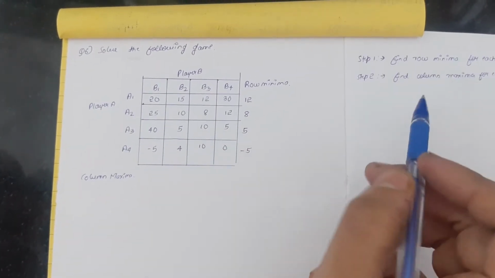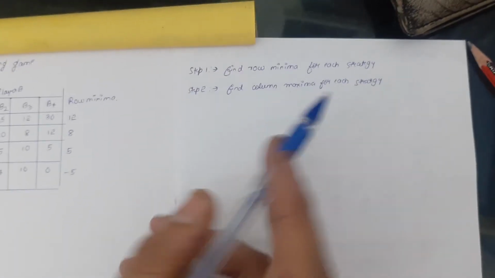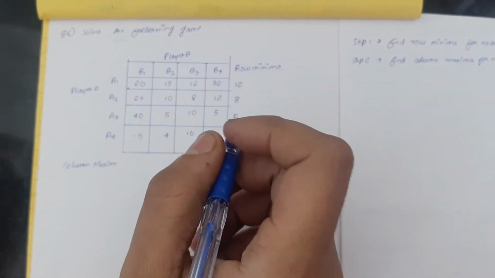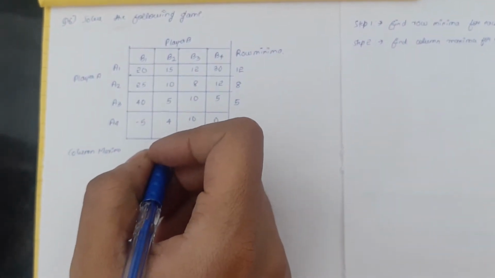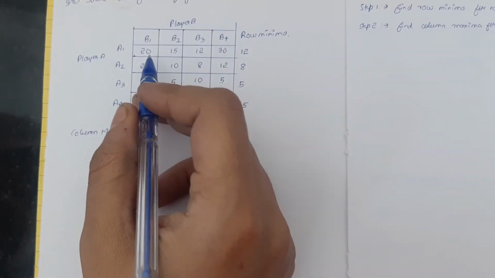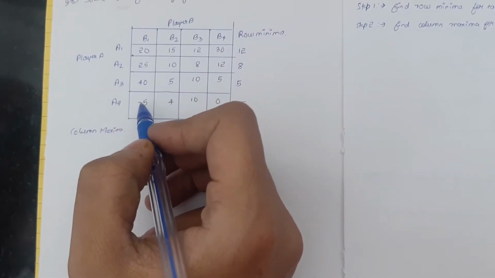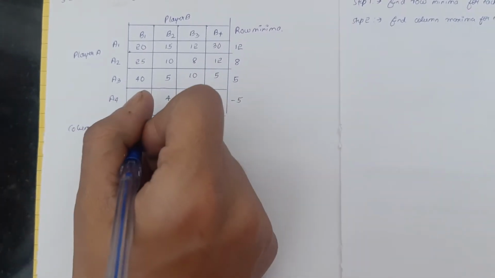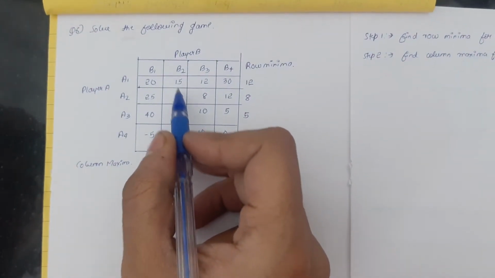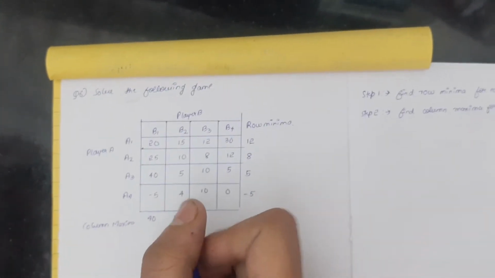And in step 2 we can see we need to find out the column maxima for each strategy. So these are the columns B1, B2, B3 and B4. So for these columns we need to find out the column maxima, that is the maximum element in that particular column. So here we have 20, 25, 40 and minus 5. So in this 40 is the maximum element. So similarly 10, 15, 5 and 4. So out of this 15 is the maximum element.